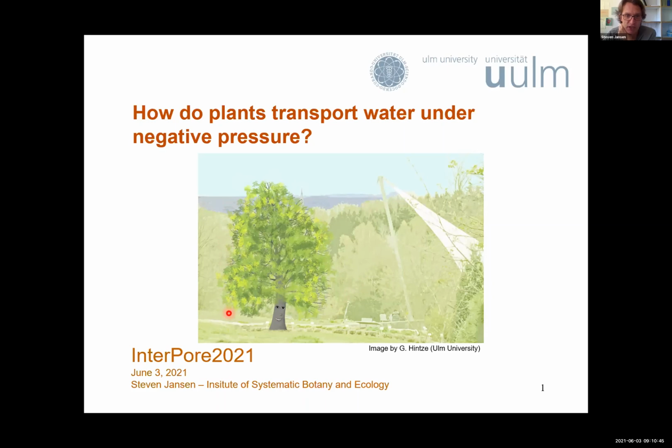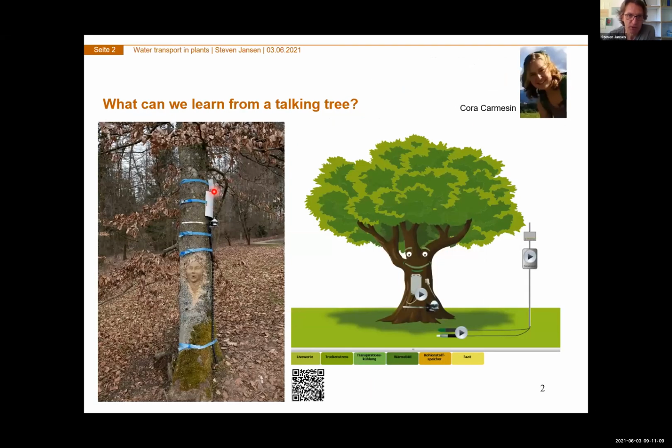I would like to start by introducing you to this tree here. This is a beech tree standing in our botanical garden in Ulm. And those of you who know where Ulm is might be spotting the tallest church tower we have in Ulm behind the tree here. And this is a special tree to us, and for that reason, we have also given the tree a name, Bertie. And the tree has been equipped with not just a name, but also a face.